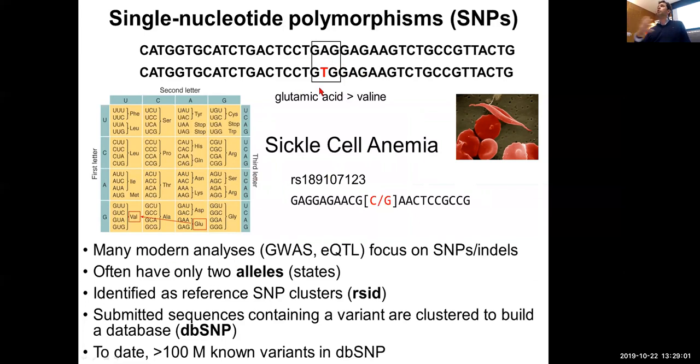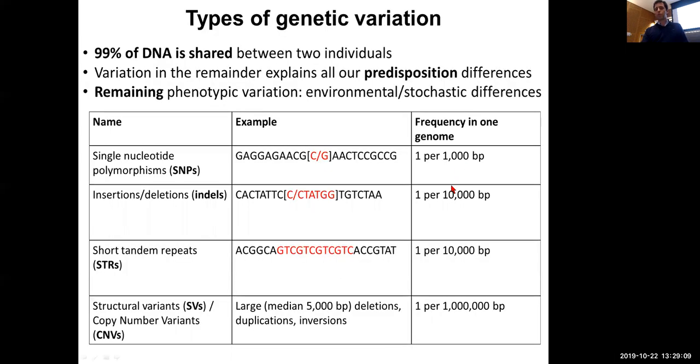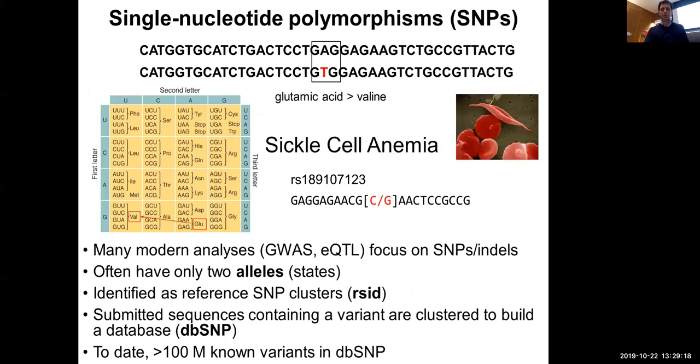So these are the building blocks of most of what we're going to talk about in the next few lectures. SNPs: there are millions of them, and they're very, very frequent. They're almost a factor of 1,000 more frequent than big deletions, and a factor of 10 more frequent than STRs or indels. So GWAS, genome-wide association studies, and expression quantitative trait locus studies, eQTL studies, will all focus on these SNPs and these small indels.